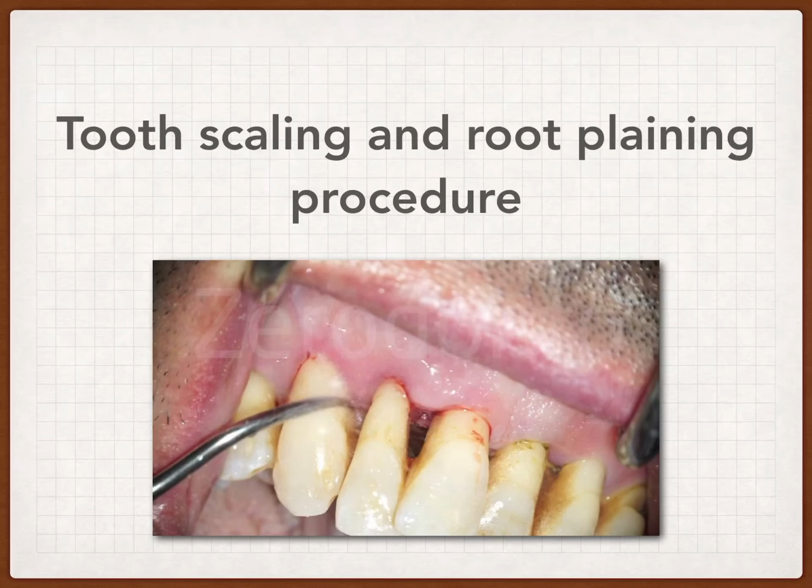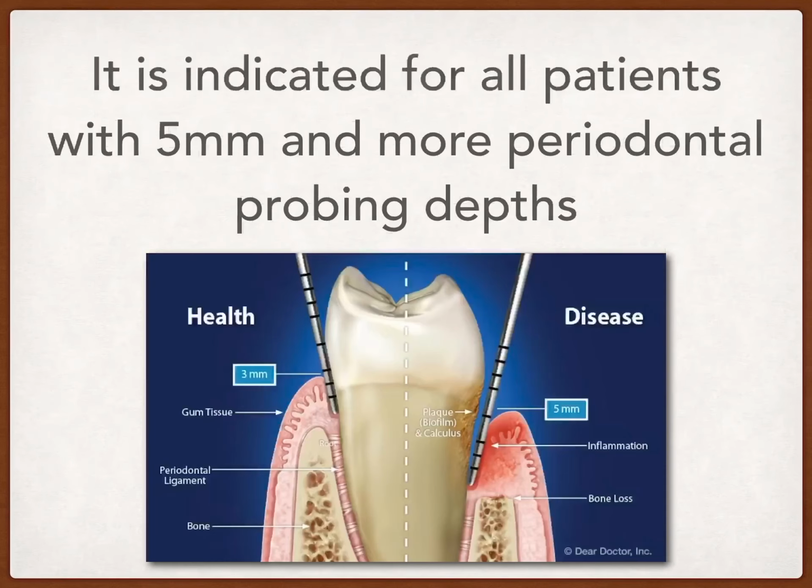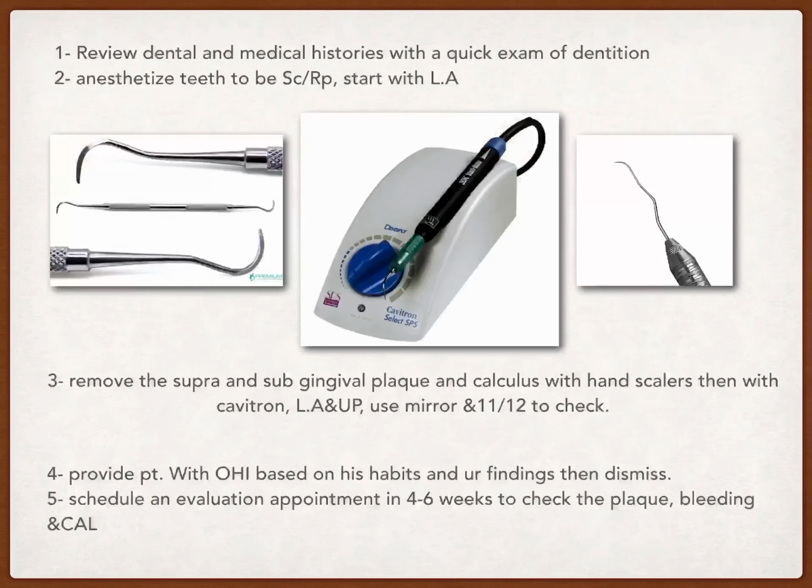In this presentation, I will talk about the tooth scaling and root planing step-by-step procedure. First of all, I want you to know that this procedure is indicated for all patients with 5 millimeters and more periodontal probing depths. And the procedure is summarized by doing these 5 steps.